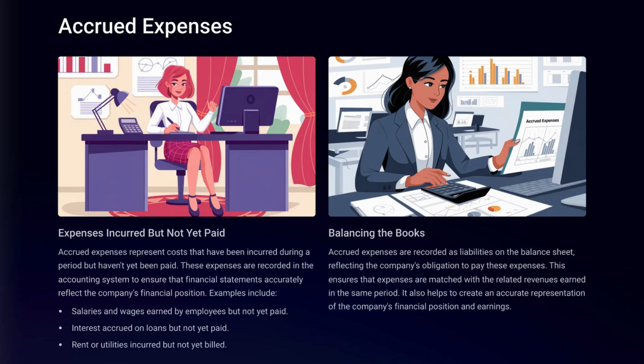Examples include salaries and wages earned by employees but not yet paid, interest accrued on loans but not yet paid, rent or utilities incurred but not yet billed. Balancing the books. Accrued expenses are recorded as liabilities on the balance sheet, reflecting the company's obligation to pay these expenses. This ensures that expenses are matched with the related revenues earned in the same period.